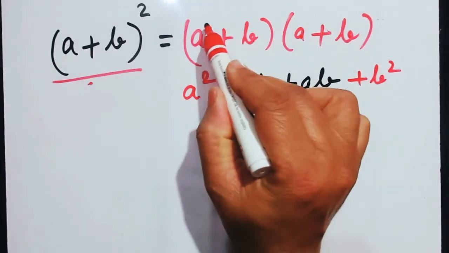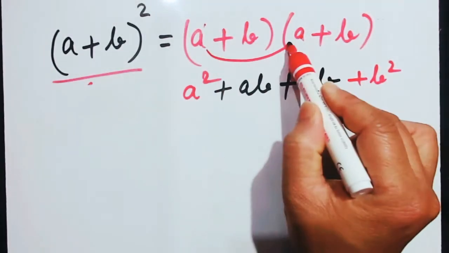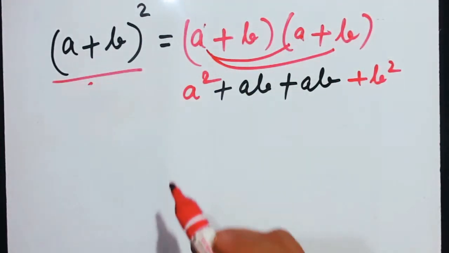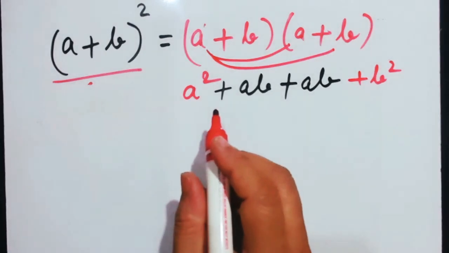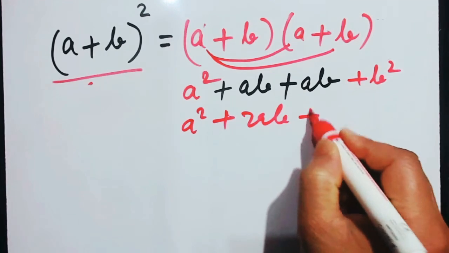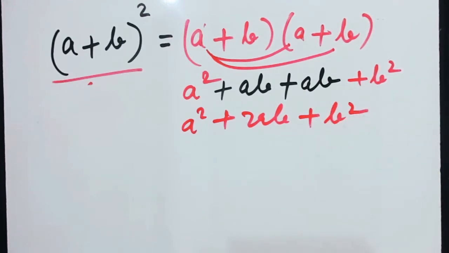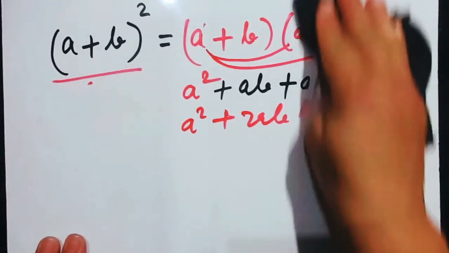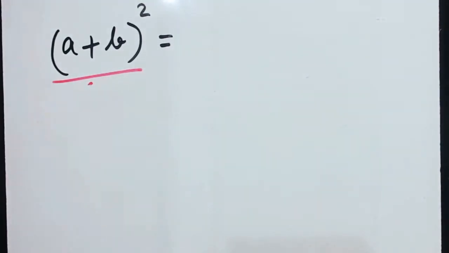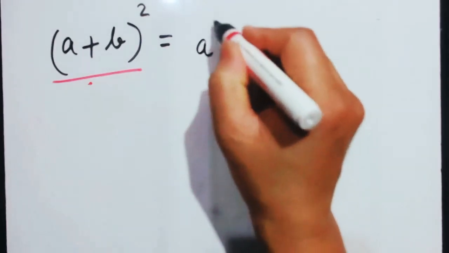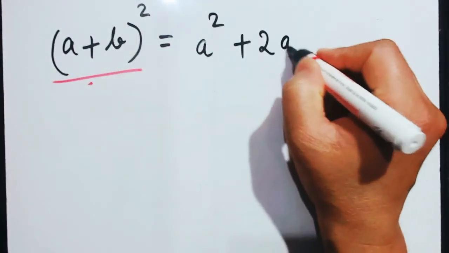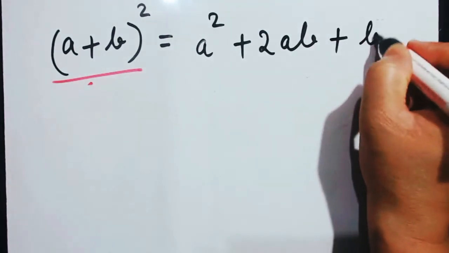Okay, so we multiply in this way, a with a and b simultaneously. So here you get a square plus 2ab plus b square. So now I hope you have understood that a plus b whole square is equal to a square plus 2 times ab plus b square.